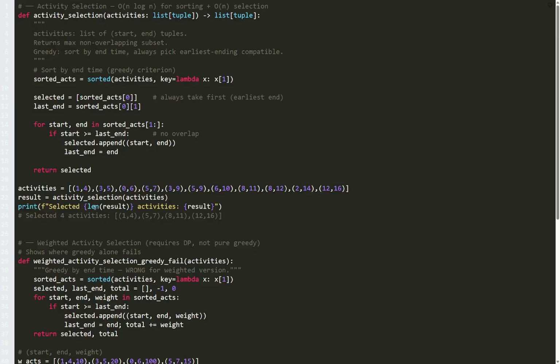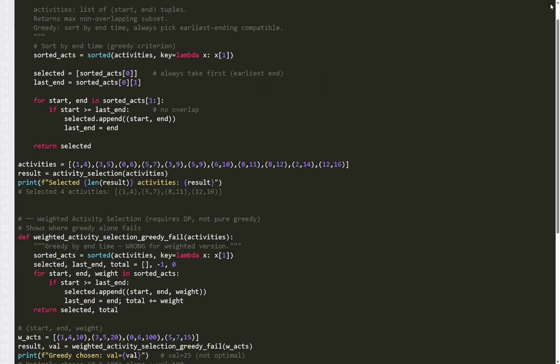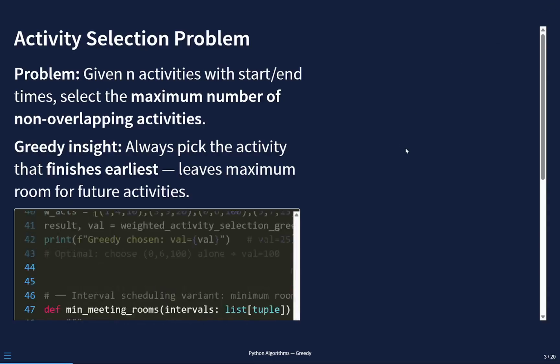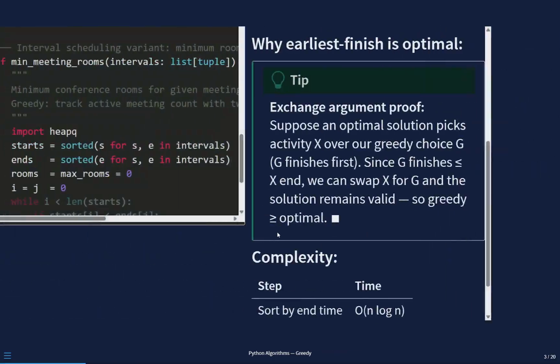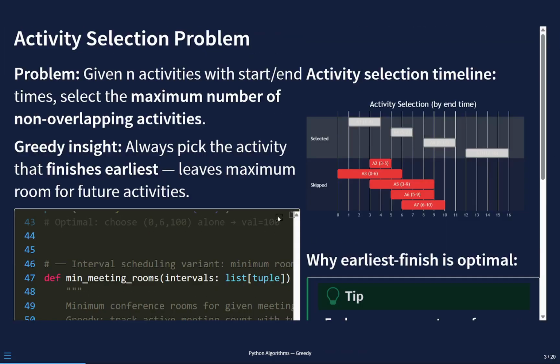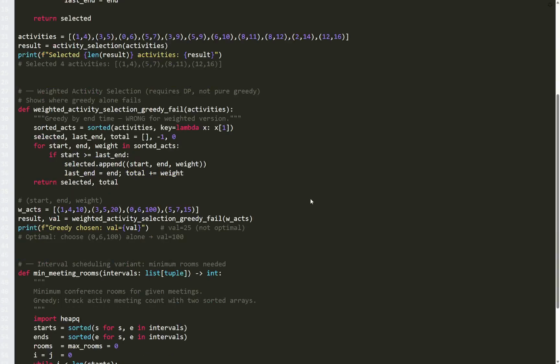The algorithm: sort by end time. Take the first activity. For each subsequent activity, take it only if its start time is at or after the end time of the last selected activity. No overlap. Scan once through the sorted list. Two data points: the sorted array, and a single last_end variable. For the 11 activity example, we select 4 activities ending at times 4, 7, 11, and 16.